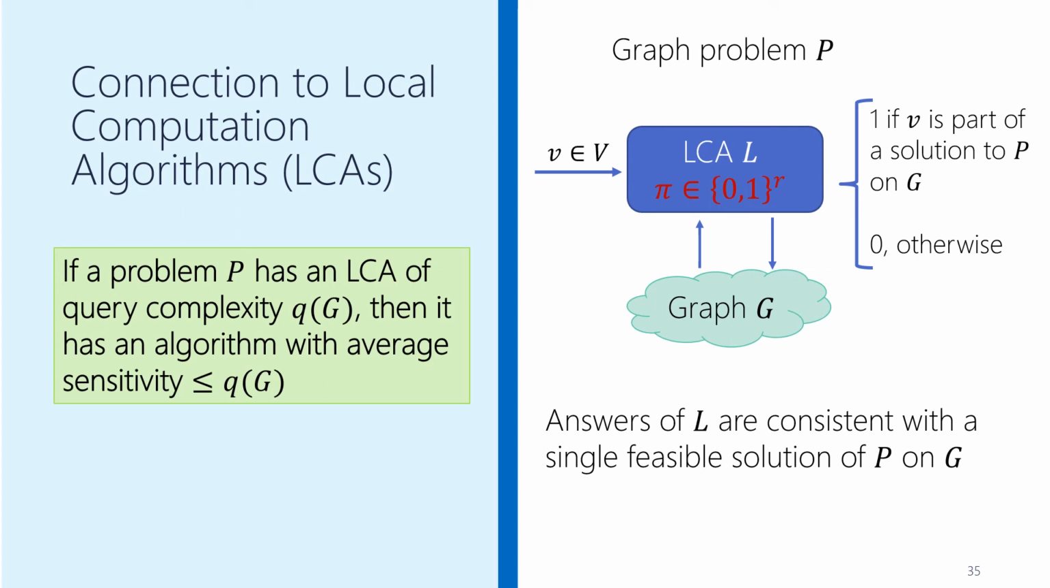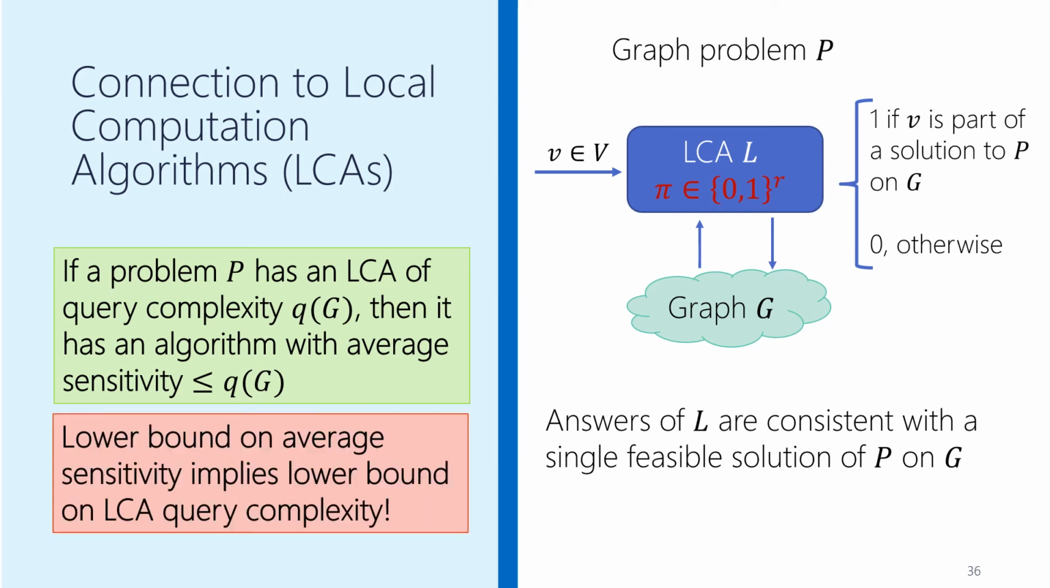We show that if there exists an LCA for a graph problem, then we can come up with a stable on average algorithm for that problem. The sensitivity of our algorithm is at most the query complexity of the LCA. The main takeaway here is that a lower bound on average sensitivity of a graph problem directly becomes a lower bound on the query complexity of LCAs for that problem.